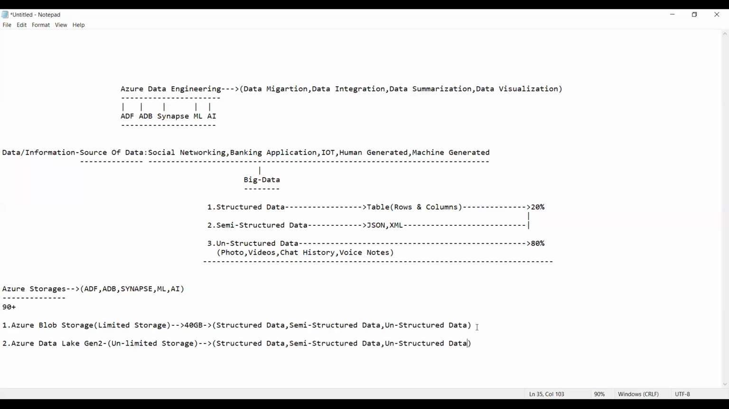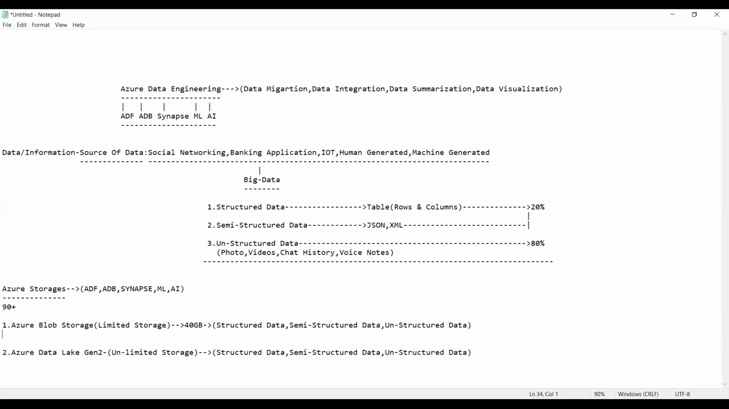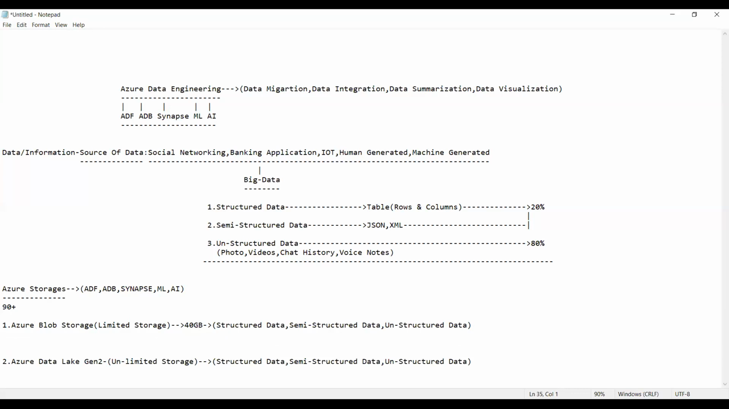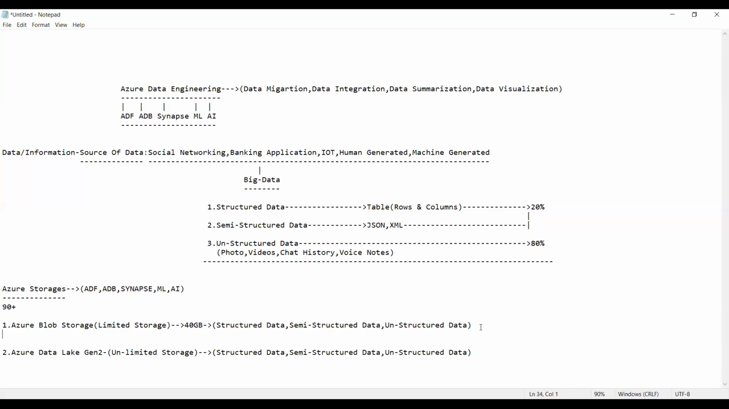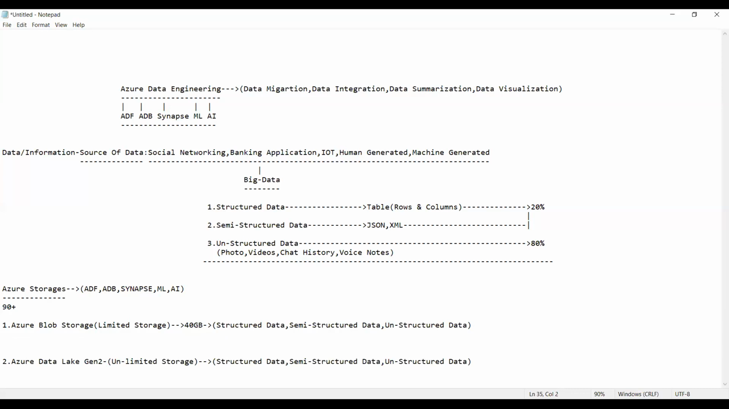Whereas prior to this, we had one more storage, but right now, in 2024, it is going to retire. I'm just giving you this as a point of information. That is called Azure Data Lake Gen 1, guys. But this is going to retire in 2024. This is going to retire anyways.